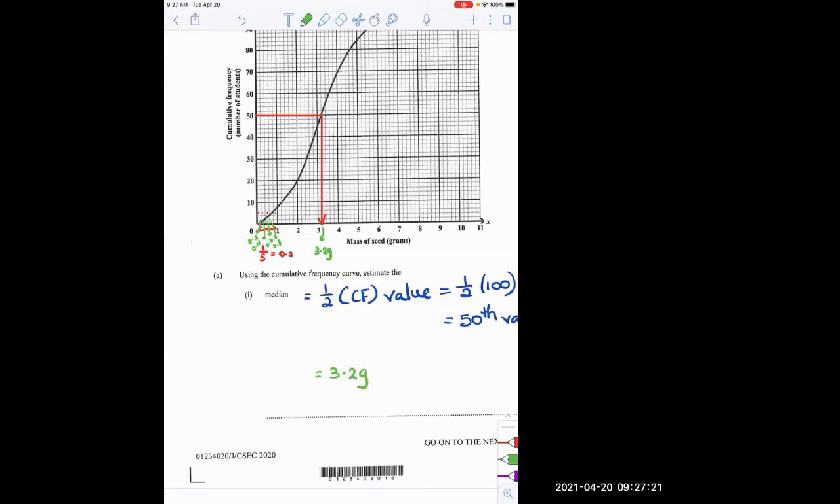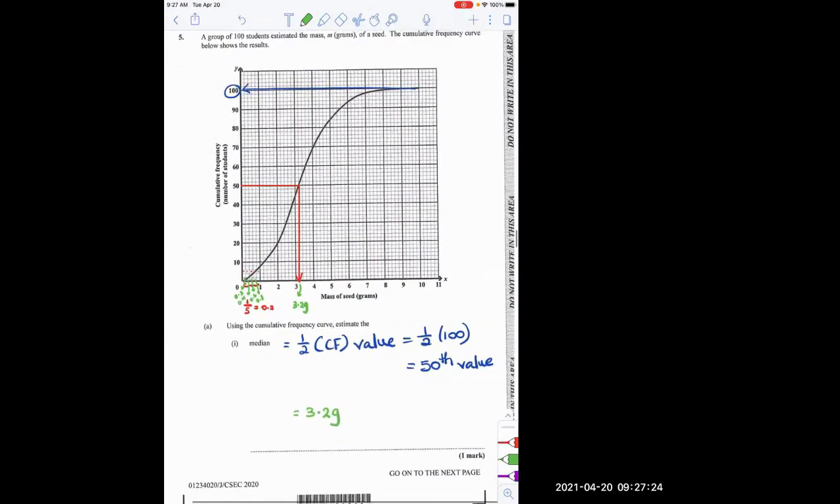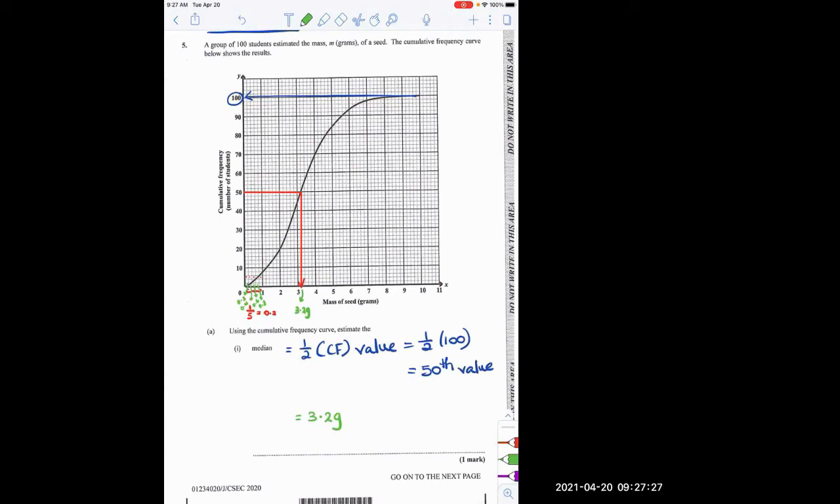And when we are drawing a graph, we need to understand the scale. So for the cumulative frequency, to find the median, we find half of the CF value, right? And half of the CF is 50. The median is not 50. The median is the 50th value. So we have to go to the curve and see what mass corresponds to the cumulative frequency value of 50. All right, so let me pause and let you take it on, please.